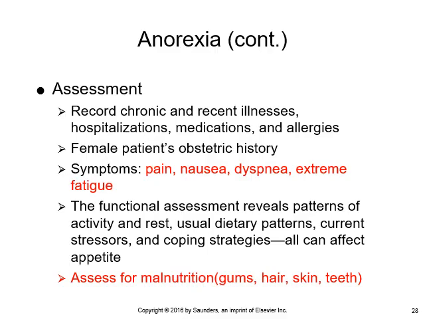Right? When assessing a patient that has anorexia, we would see that they will have chronic hospitalizations. There will be weight loss. Symptoms would be pain, nausea, dyspnea, and extreme fatigue. And then assess for malnutrition. We would look at the gums, hair, skin, and teeth.